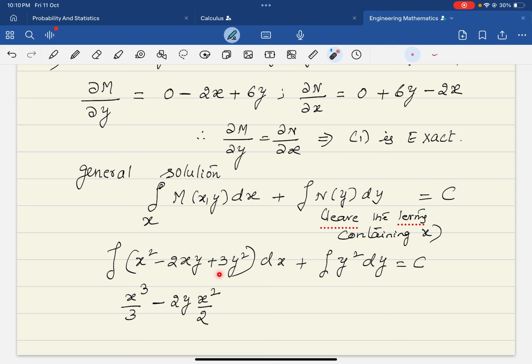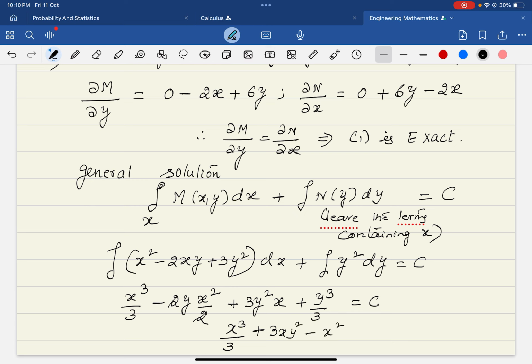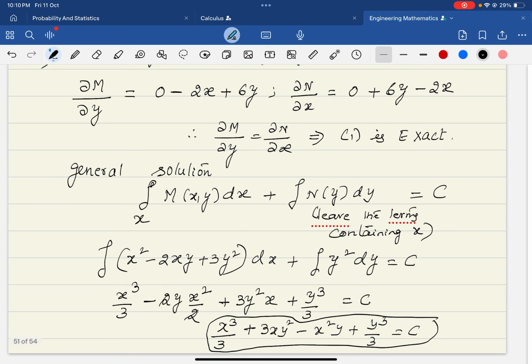Now the whole 3y square comes out. So integral dx becomes x. So now that is 3y square outside. Integral of dx is x. Now integral of y square is y cube over 3 is equal to c. So how can you rewrite this? This 2 gets cancelled. This is x cube over 3 plus 3xy square minus x square y plus y cube by 3 is equal to c. This is the solution of the given equation. Is that clear, all of you? So that is the method to solve an exact differential equation.